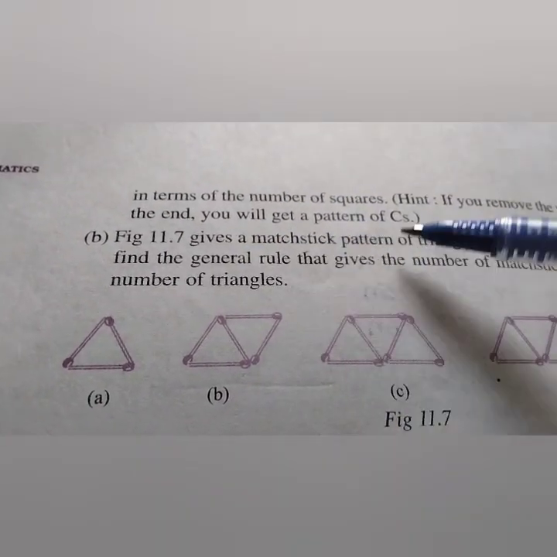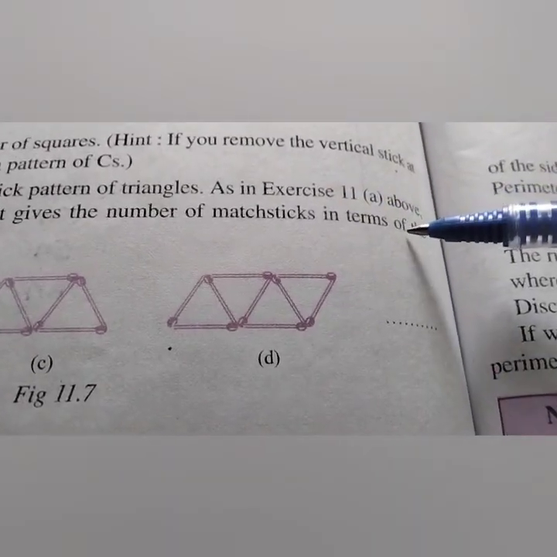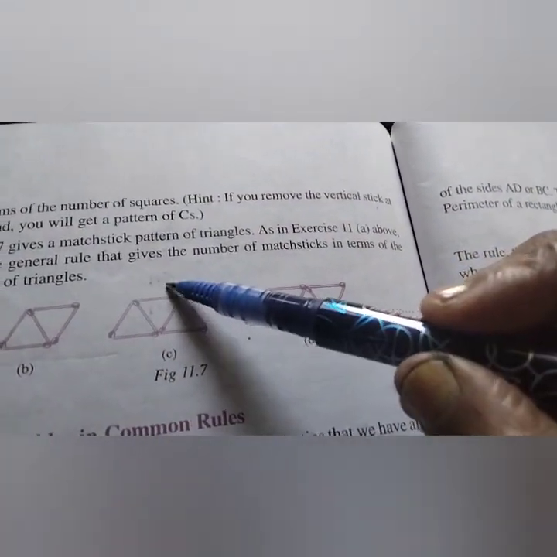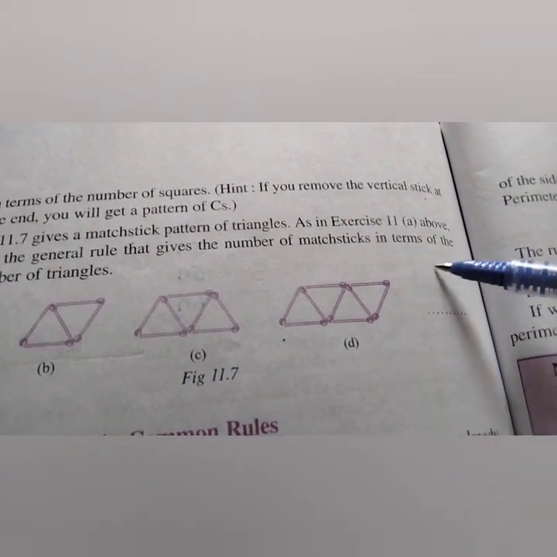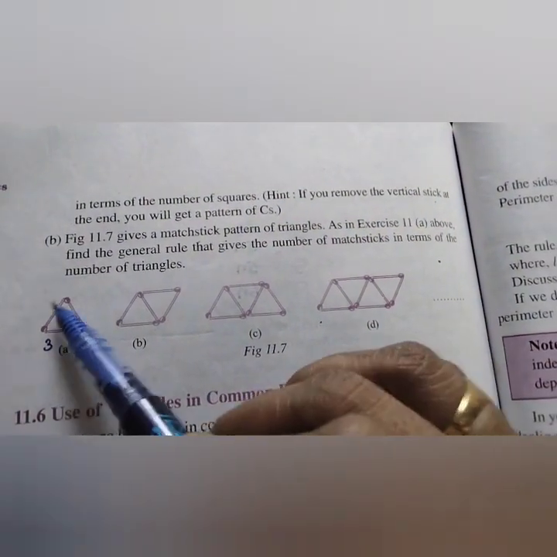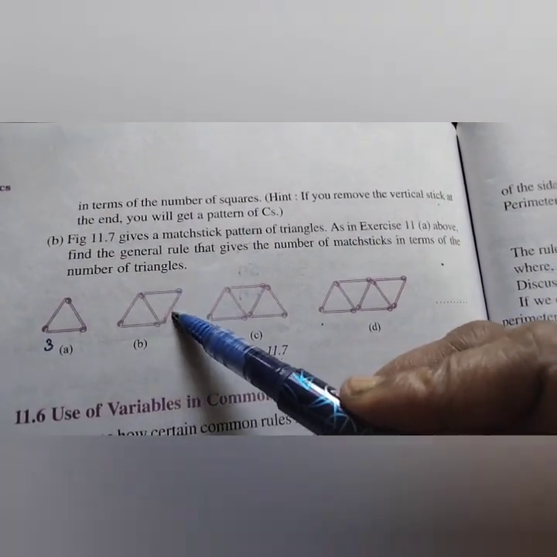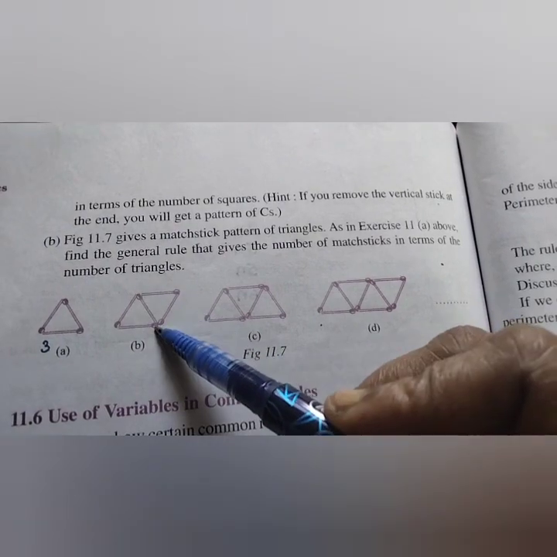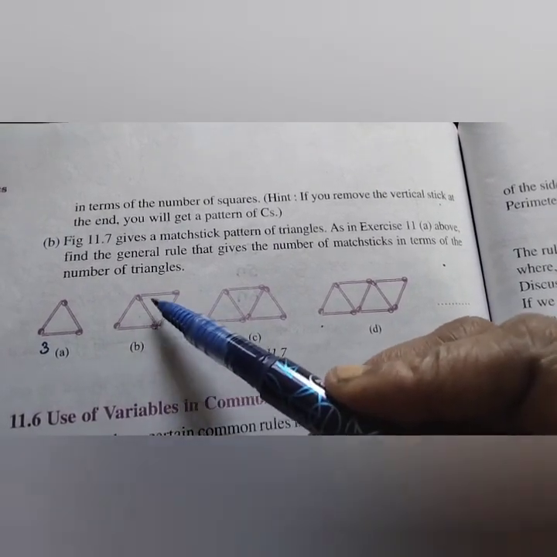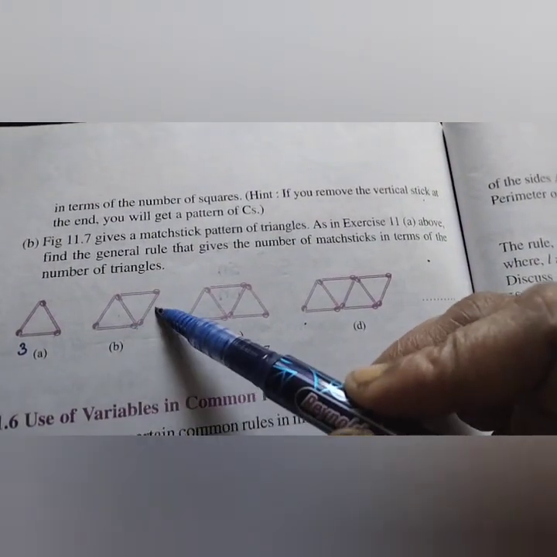This figure gives a matchstick pattern of triangles. As in exercise 11a, the above question, find the general rule that gives the number of matchsticks in terms of the number of triangles. Here, look at the triangle. 1, 2, 3 matchsticks are used. Same way, 1, 2, 1, 2, 3. Along with this, both triangles share one matchstick. So 1, 2, 1, 2 plus 1.